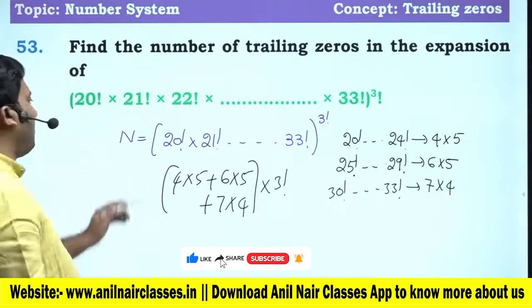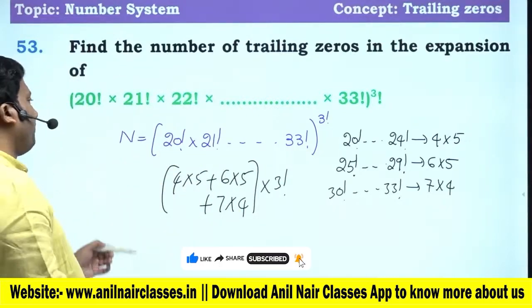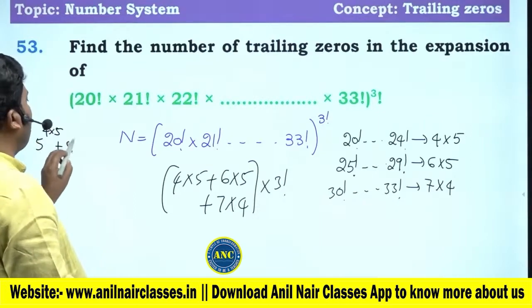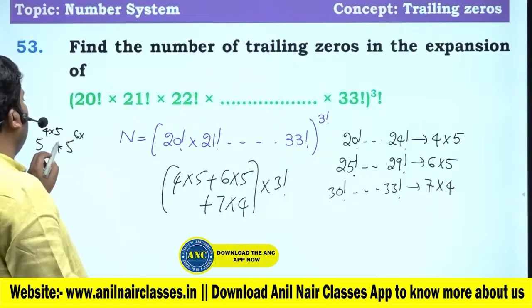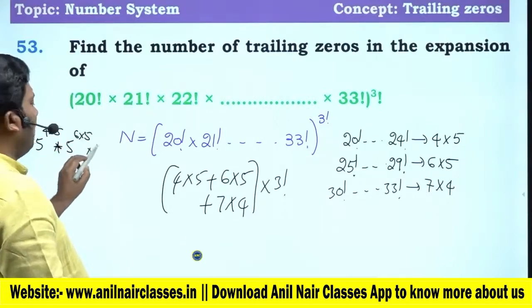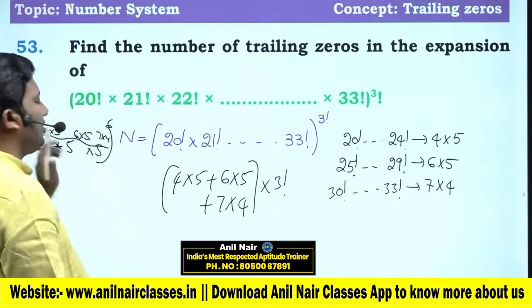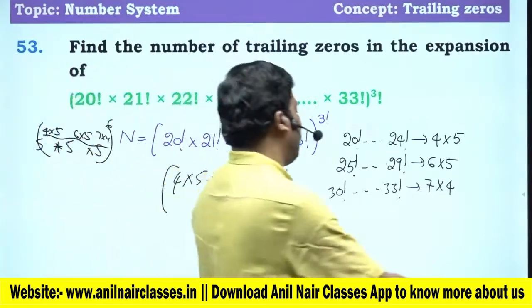A power m plus n. So this will be 5 power 4 into 5, plus 5 power 6 into 5, plus 5 power 7 into 4, all to the power 6. So that is the reason addition came.